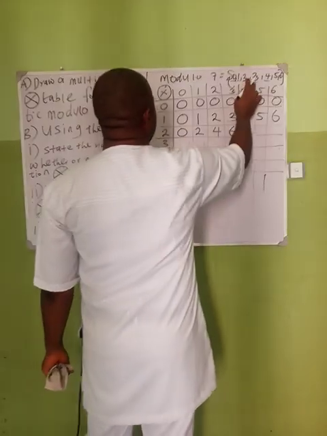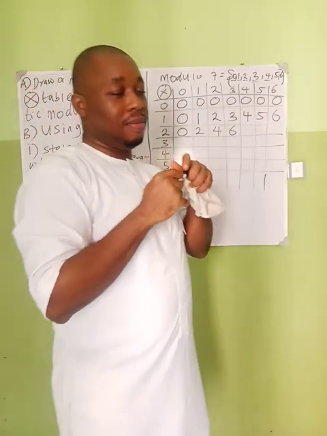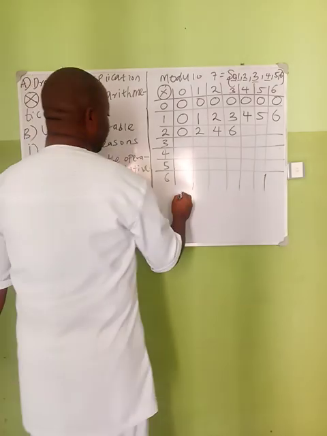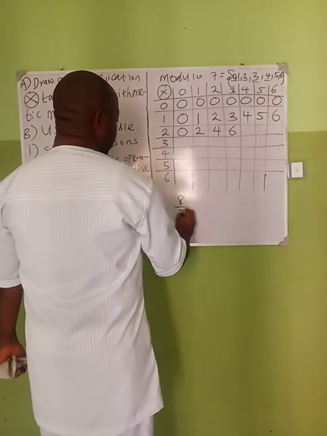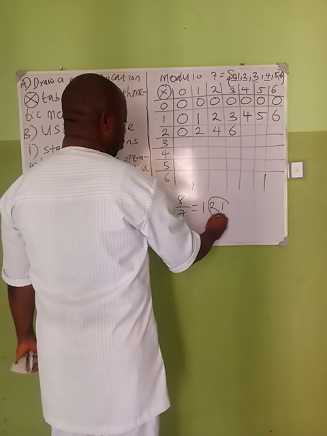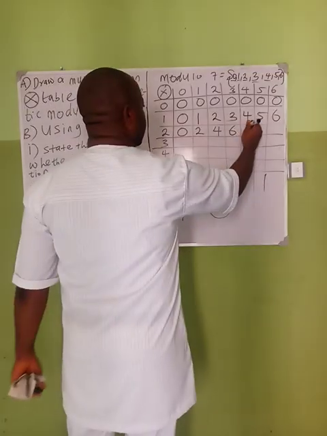But 2 times 4 gives us 8. So we have finally arrived at a number bigger than 7. So we can write 8. So what we'll do is to come here and divide 8 by 7. Of course, this will give us 1 remainder 1. So this remainder 1 we'll write. So I write 1 here.